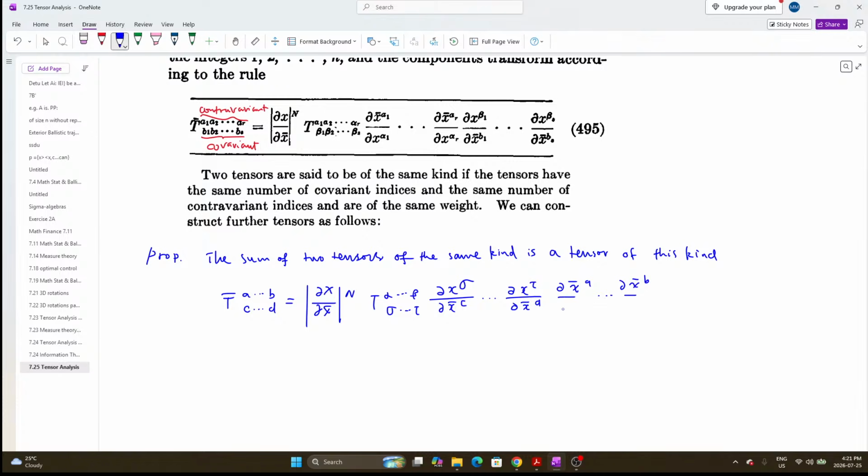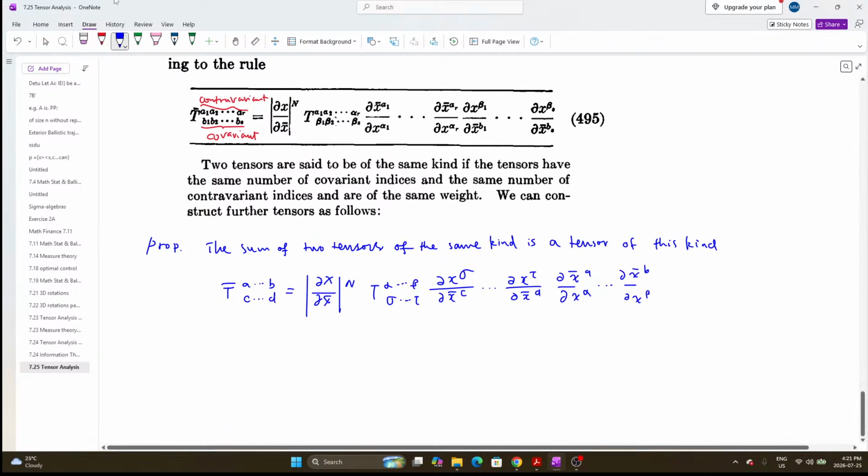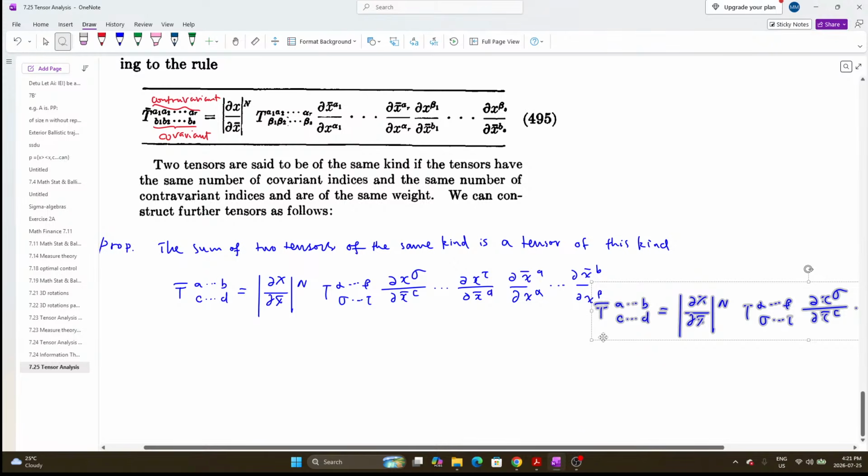Okay, and then what? You have to contract all these alpha all the way to beta, so dx alpha all the way to dx beta. So that's one tensor, okay? This is one tensor, that's T. And then you have another tensor, so just to save myself some writing, you simply change big T to another letter, say S.